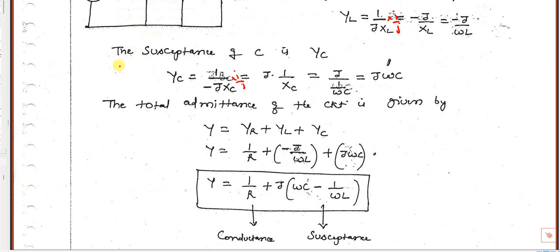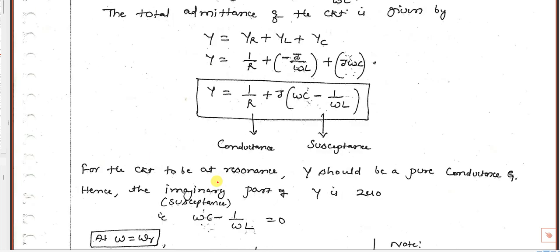Now the total admittance in the circuit. There are three parallel branches. In the resistive part, we have 1 by R. The susceptance of the inductance branch is minus j by omega L, and the susceptance of the capacitance branch is plus j omega C. We have to add all the admittances. So 1 by R is the conductance, and the rest is the net susceptance. That is the total admittance of a parallel RLC circuit consisting of ideal RLC elements.